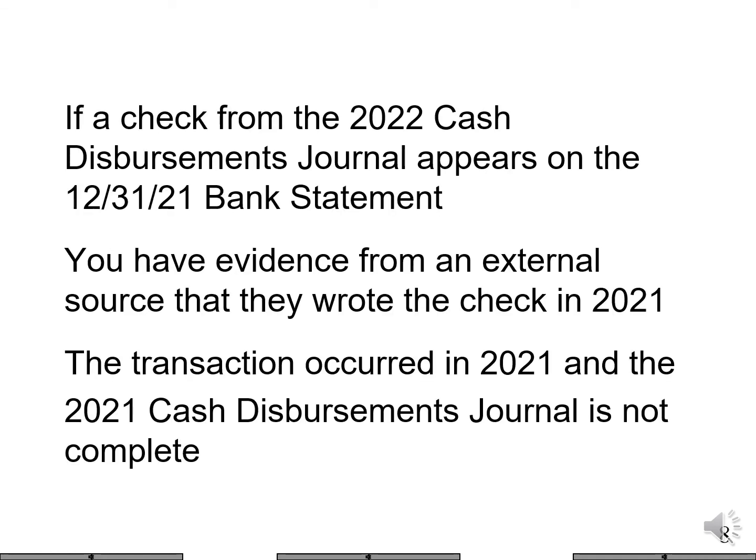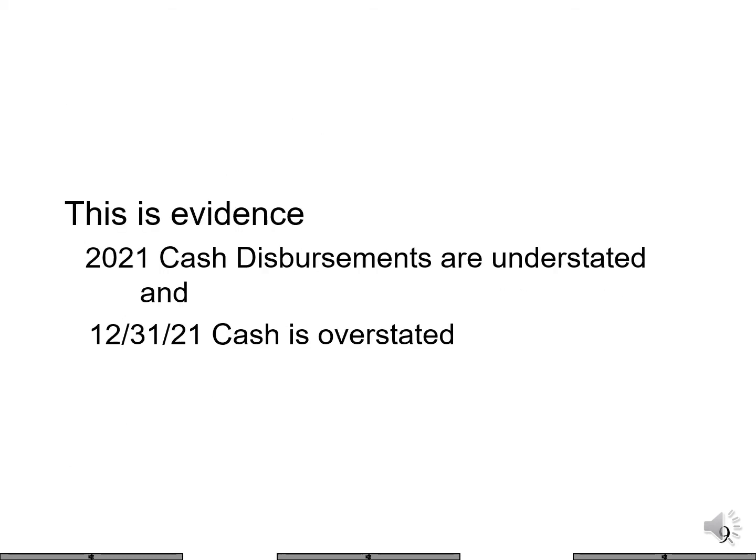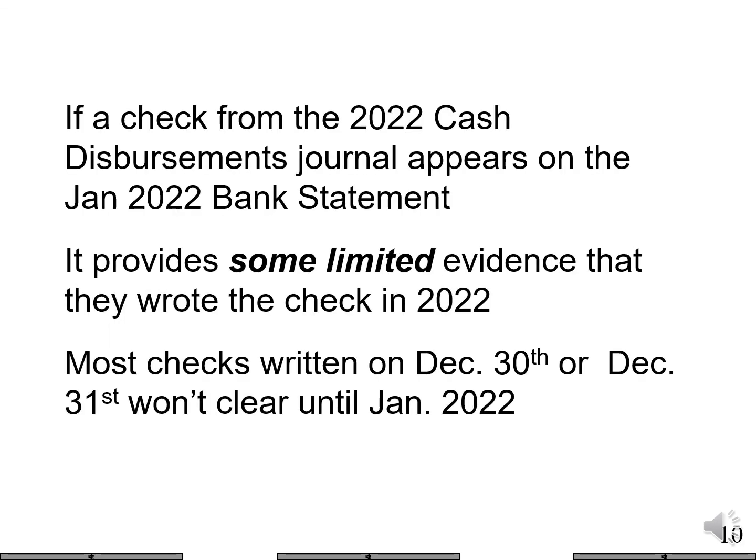If a check from the January Cash Disbursements Journal appears on the December bank statement, you have third-party evidence that they actually wrote the check in 21. The transaction occurred in 21, and the Cash Disbursements Journal is not complete. Cash disbursements for 2021 are understated, and cash is overstated as of December 31st, 21.